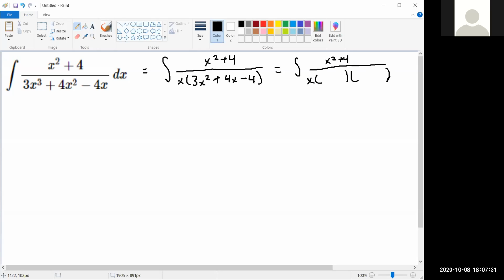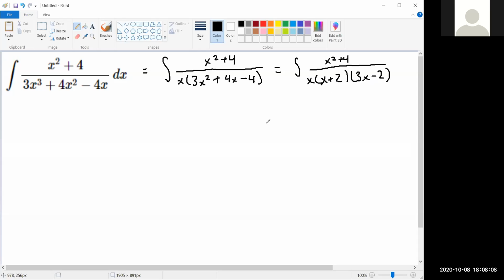All right, what can this be? x plus 2 times 3x minus 2. Let me see. x plus 2, 3x minus 2. So x times 3x is 3x squared, and that's negative 4. Yeah, this probably works. Okay, so those are your factors.